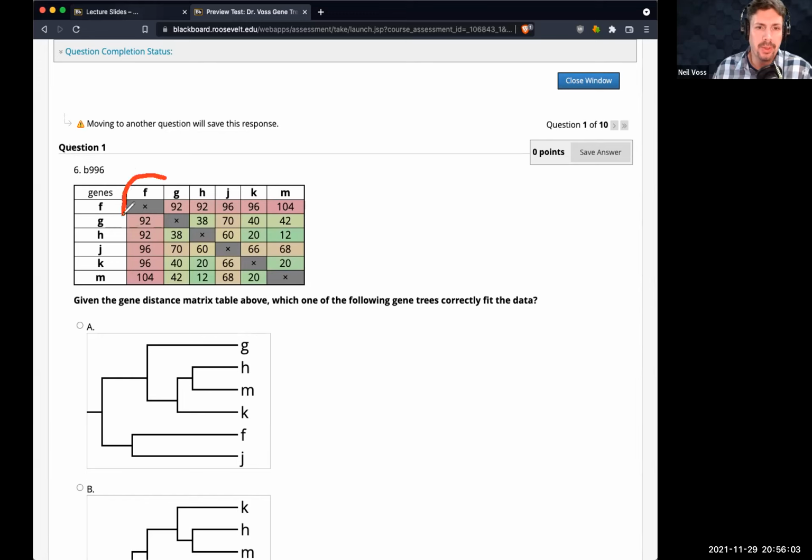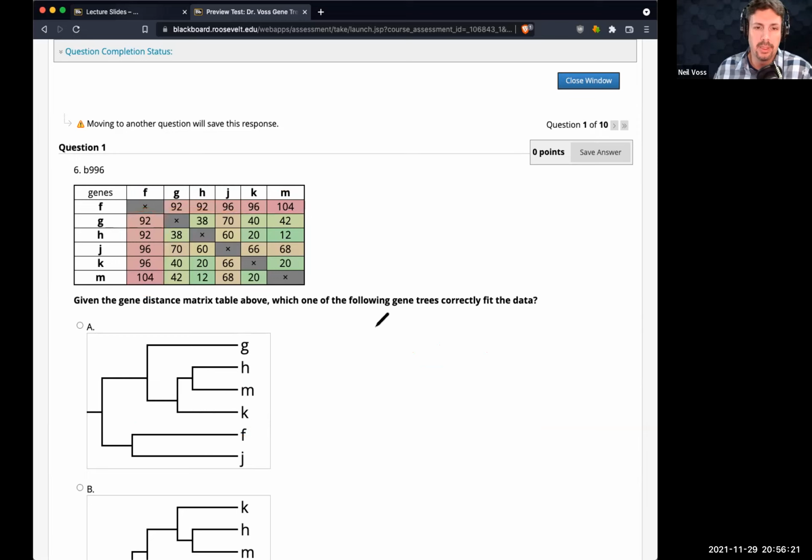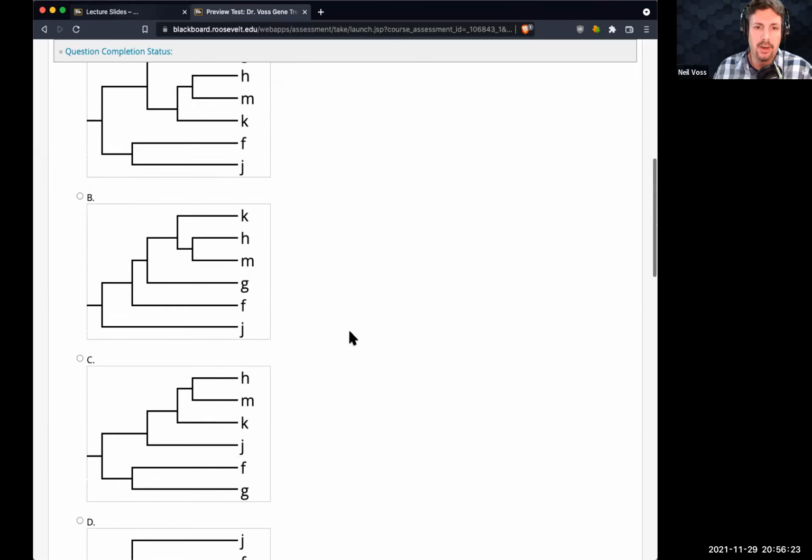The first thing I'm noticing is the F column is all red, and it's really the only red gene. That means that whatever this gene looks like, F is going to be off on its own, and then everything else is here. So I can pretty much rule that one out because F is paired with J there. I'm looking for one where F is all alone.